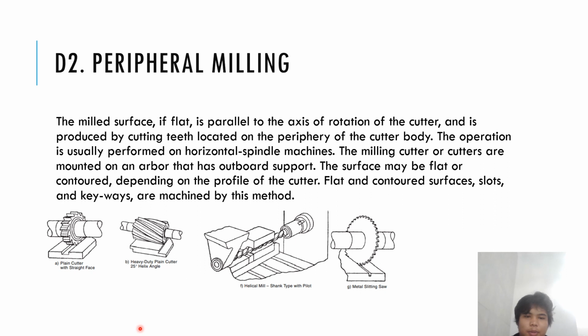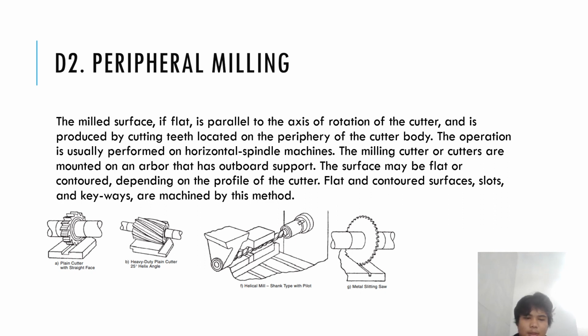Peripheral milling. The milled surface, if flat, is parallel to the axis of rotation of the cutter and is produced by cutting teeth located on the periphery of the cutter body. The operation is usually performed on horizontal spindle machines. The milling cutter or cutters are mounted on an arbor that has outboard support. The surface may be flat or contour, depending on the profile of the cutter. Flattened surface, contour surface, slots, and keyways are machined by this method.